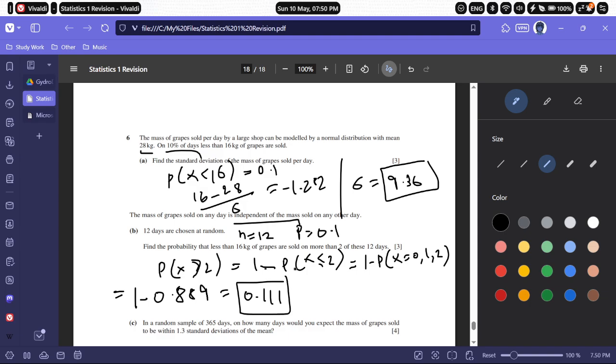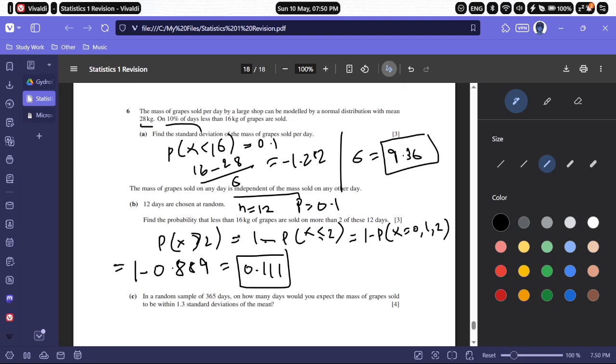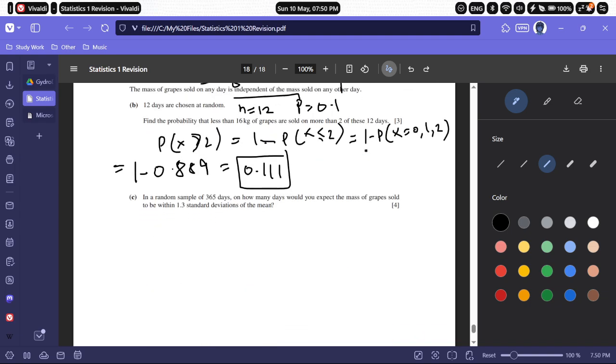3SF, so 0.111. Now, in a random sample of 365 days, keeping in mind that the original distribution is defined as the masses of grapes sold per day, so it's kind of like a rate. Anyway, in a random sample of 365 days, how many days would you expect the mass of grapes sold to be between 1.3 standard deviations of the mean? So basically, the probability that z is greater than minus 1.3 and less than 1.3.